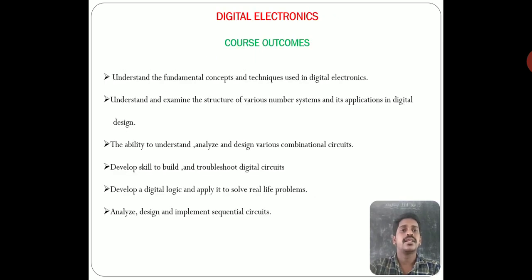What are the outcomes of digital electronics? Understand the fundamental concepts and the techniques used in digital electronics. Understand and examine the structure of various number systems and their applications in digital design. The ability to understand, analyze, and design various combinational circuits. Develop skill to build and troubleshoot digital circuits. Develop digital logic and apply it to solve real life problems. Analyze, design, and implement sequential circuits. These are the course outcomes of the semester 3 digital electronics paper.